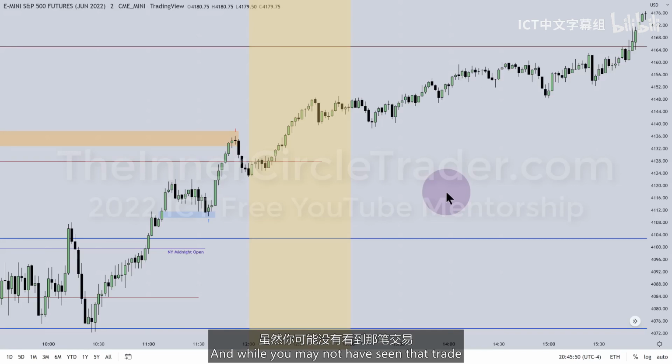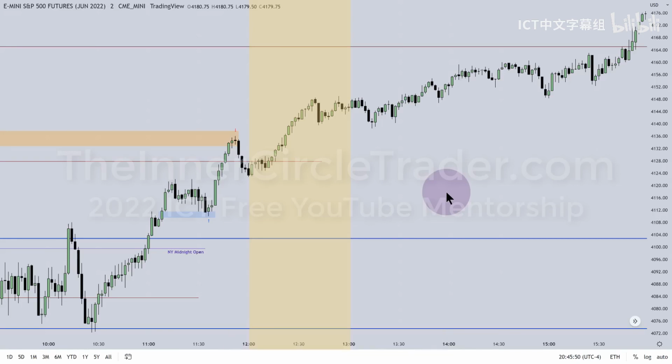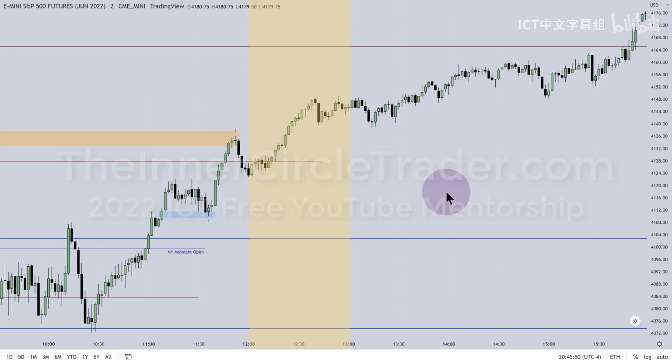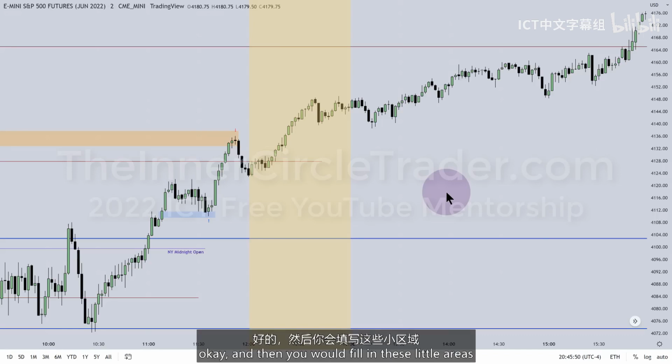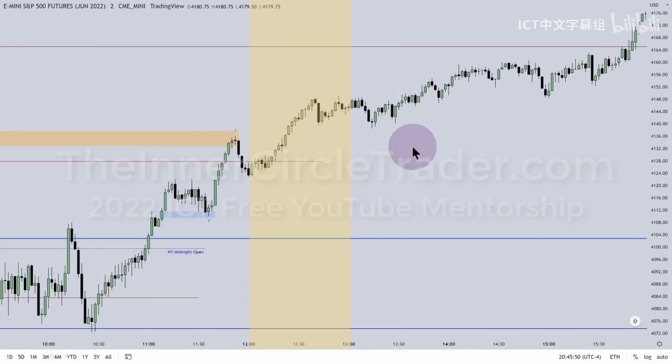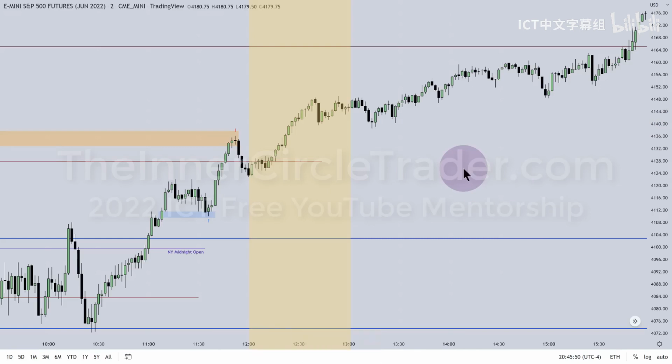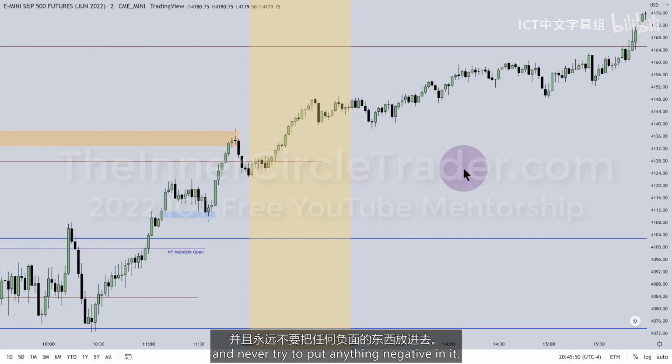And while you may not have seen that trade and you didn't have the experience that I was showing on Twitter today before it happened, you borrow that experience for the study. But in your journaling, your chart would look like this. Okay. And then you would fill in these little areas where it would draw on your observations, the things that you saw come to fruition, and never try to put anything negative in it.